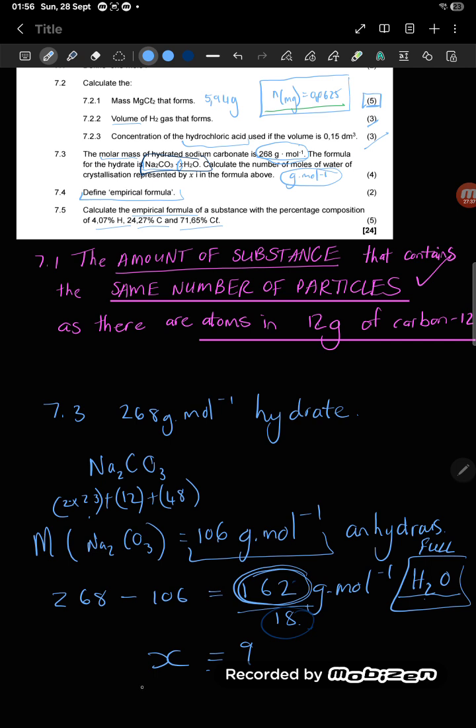So I'm looking at Na2CO3. This is not a times, it's saying water of crystallization. 9 H2O. In other words, for every one of this substance, there's going to be 9 waters. I've got 162 grams per mole in total, and every one molecule is 18, so I divide by that to see how many molecules of this stuff do I have.